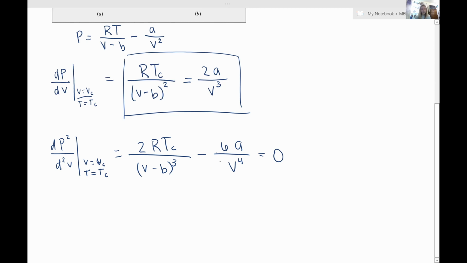And again, just to make it look a little simpler, I'm going to set them equal to each other and get rid of our 0. So this is going to be the second equation we'll be using to find our A and B parameters.